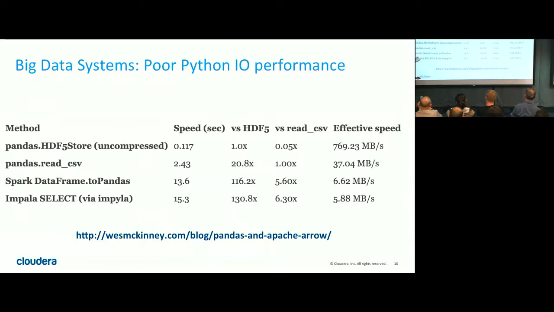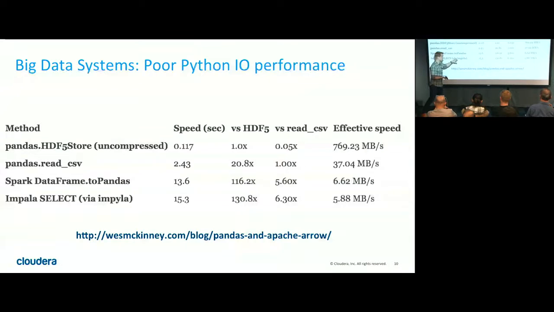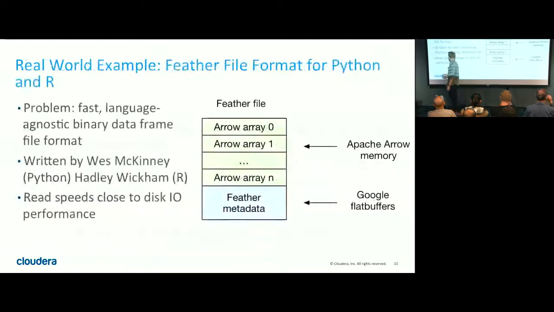I looked at SQL-like systems like Spark and Impala, and part of the problem here is that the drivers for interacting with these systems are not very good in Python, so there's a lot of work, basically Python for loops, where data is being deserialized into pandas data frames. Clearly these numbers should go from the sort of 6 megabytes per second to hopefully 100, 200 megabytes per second. Getting up to the speed of HDF5 is not realistic because you're dealing with memory bandwidth on your system, but certainly more than an order of magnitude improvement should be possible.